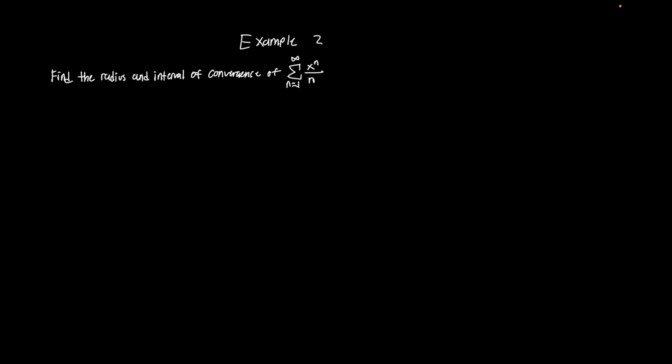So let's go to example 2. Find the radius and interval of convergence of x to the n over n. In this one, we're going to be using the ratio test, because you notice it's not geometric because it's a denominator. It's not a p series. And the ratio test is going to get rid of the x to the n, or make it cleaner.